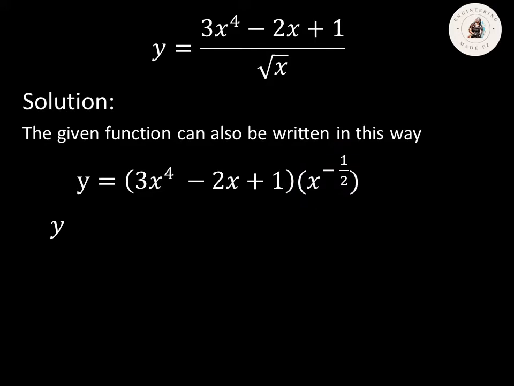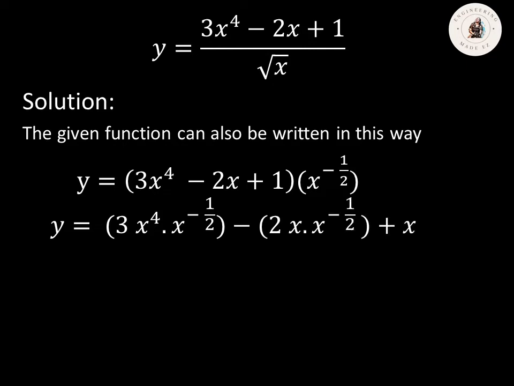We're going to distribute x raised to negative 1 half to 3x raised to the power of 4 minus 2x plus 1. So first is 3x to the power of 4 multiplied by x raised to the power of negative 1 half, minus 2x multiplied by x raised to the power of negative 1 half, then plus 1 times x raised to the power of negative 1 half.